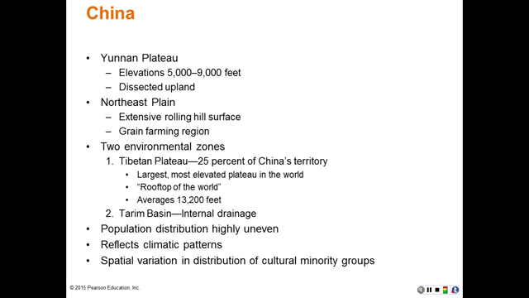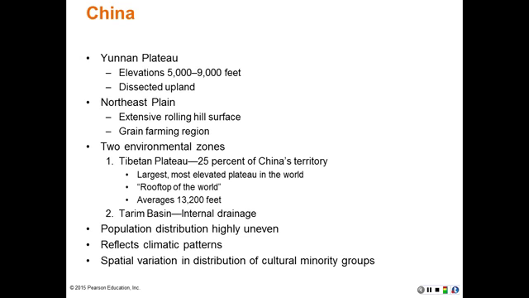Yunnan Plateau has elevations from 5,000 to 9,000 feet and is dissected upland, has lower population density, but agriculture in the valleys. The northeastern plain is extensive rolling hill surface and is a region of grain farming with a more temperate, cooler climate. The two environmental zones, the Tibetan Plateau has 25% of China's territory, the largest, most elevated plateau in the world, also known as the rooftop of the world, and averages 13,200 feet. And the Tarim Basin is the region of internal drainage to the west with oasis agriculture.